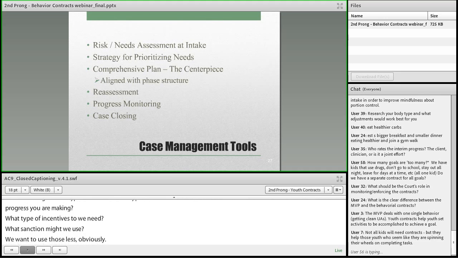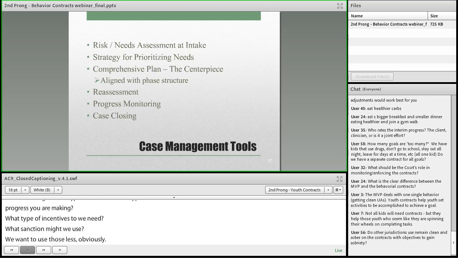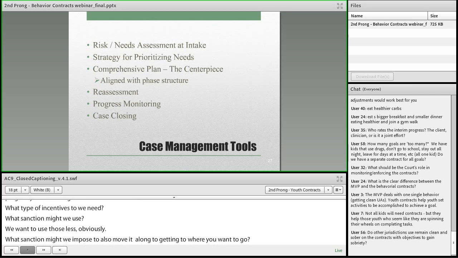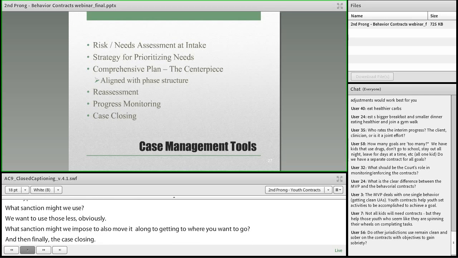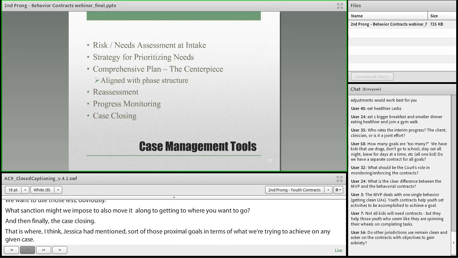And finally, the case closing, and that's where I think Jessica had mentioned those proximal goals in terms of what we're trying to achieve on any given case, how successful you were when you close the case, when you end the case, and achieving your objectives and goals for each individual case. And then those you roll up into your performance measures individually, and also in an aggregate form for your juvenile drug court.